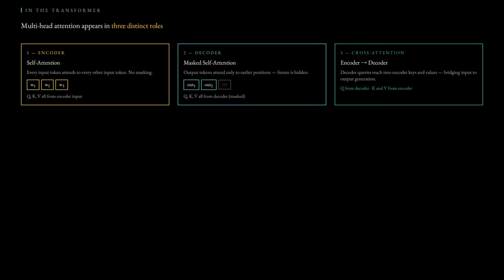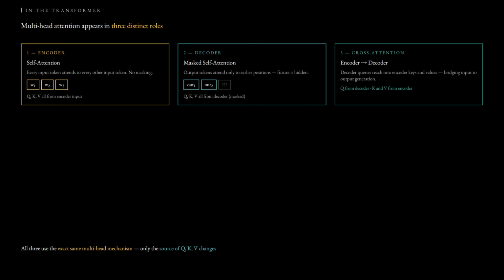The third use is in encoder-decoder cross-attention, and this is the bridge between the two halves of the transformer architecture. The query comes from the decoder's current state, representing what the decoder is trying to generate. The key and value come from the encoder output, representing the fully processed input sequence. Through this cross-attention operation, the decoder can consult the entire encoder input at each generation step, which is how a translation model learns to attend to the relevant source words while producing each target output.